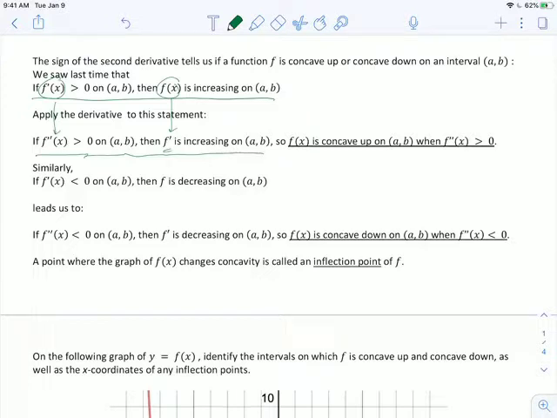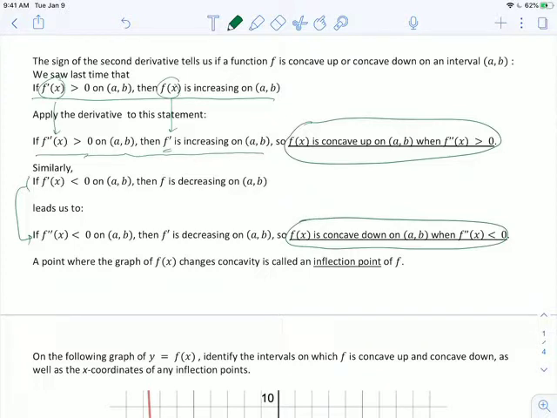But in the previous video, we noted that if the derivative is increasing, that means the function is concave up. And so we get this statement, that a function is concave up on an interval when its second derivative is positive. And then we can also analyze the second statement that we saw in the previous section. If the derivative is negative on an interval, then f is decreasing, and we can draw the conclusion that if f double prime is negative on an interval, then the derivative is decreasing, but that means the function is concave down.